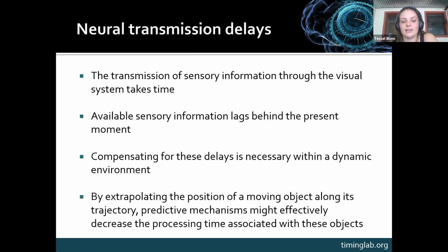What's been proposed is that extrapolating the position of a moving object, having past information on the trajectory and extrapolating it into the present moment, can help overcome this. By doing that, these predictive mechanisms can effectively decrease the processing time associated with processing these objects. This has been shown in neurophysiology research in cats and macaques, where V1 responds quicker to moving stimuli than to stationary stimuli. It's also been shown in humans using EEG.